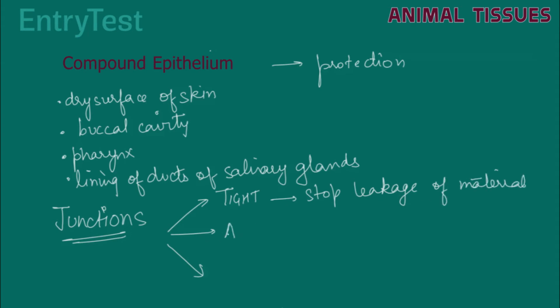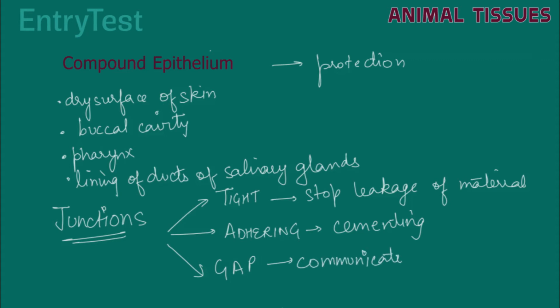The second kind is a bearing junction. That is present when the cells have to perform a cementing function, when two kinds of cells have to keep stuck to each other. And the third one is known as a gap junction. This is when two or more cells have to communicate with each other and they have to be connected. So the gap junction helps to connect their cytoplasm as well. So that was all about the epithelium tissue, which is the first kind of tissue that we have to do.